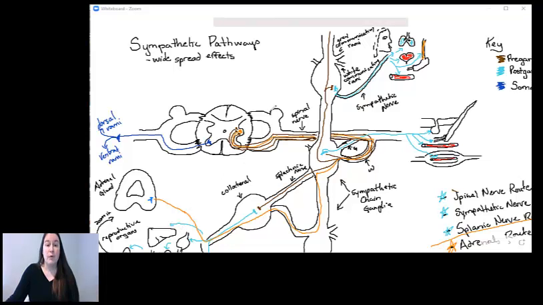And I've included a fourth pathway here just as a review for the sympathetic system, that is the adrenal route. And here, a preganglionic neuron comes out in the same fashion that the other pathways have.